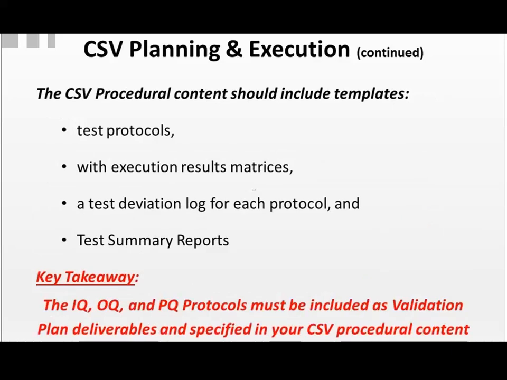Procedural content should include all of these templates: test protocols, execution results matrices where you record your test results, the deviation logs for every protocol, and the test summary reports. These can be the subject of a specific procedure for IQ, a procedure for OQ, a procedure for PQ, or again, you can wrap them all up into one validation procedure. IQ, OQ, and PQ protocols have to be included in the content in your CSV procedures.